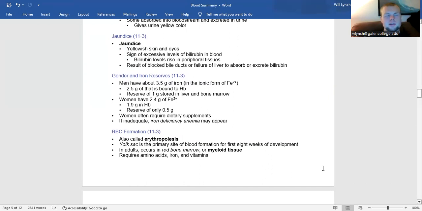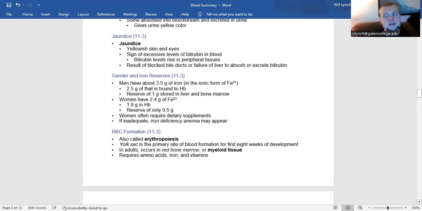Iron reserves are going to be present in males to a higher degree than females. Generally, men have about 3.5 grams of iron or so in the body. 2.5 of that is going to be bound in hemoglobin, and we typically reserve about 1 gram or so stored inside of the liver and the bone marrow. Women have a little bit less, about 2.4 grams. 1.9 of that is stored in hemoglobin, and about half a gram is in reserve in the liver and the bone marrow.